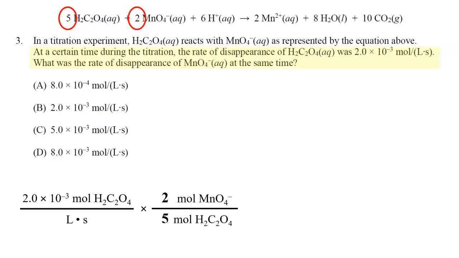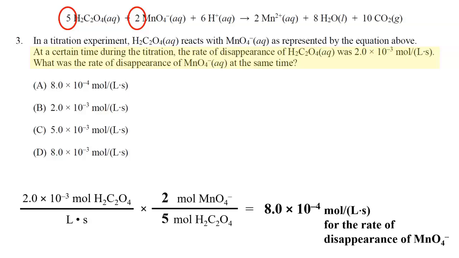Now I pick up my calculator and I do 2.0 times 10 to the negative 3 times 2 divided by 5. And I get a numerical answer of 8.0 times 10 to the negative 4. But now my units are moles of the permanganate ion per liter per second. So the correct answer, based on stoichiometry and converting from moles of one chemical to moles of another, would be choice A. 8.0 times 10 to the negative 4 moles per liter per second.